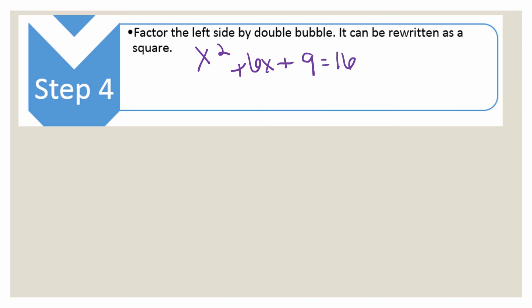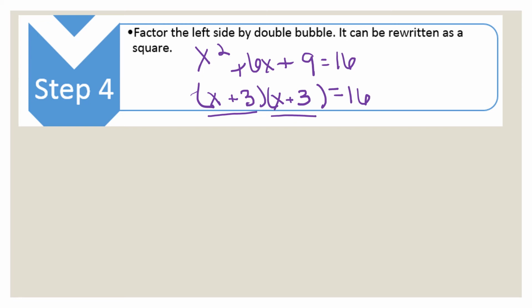So the step says to factor the left side by double bubble. The nice thing is it will always be double bubble when you're completing the square. And there's something else that ends up being very nice about it. So we have an x and an x, and if you look at our signs, we have a plus and a plus. What multiplies to 9 but adds to 6? It's a 3. As you practice this more and more, you'll realize that this and this are exactly the same. They should always be the same. If they're not, you're doing something wrong. That's why it's called completing the square, because we are now forcing this into a perfect square.